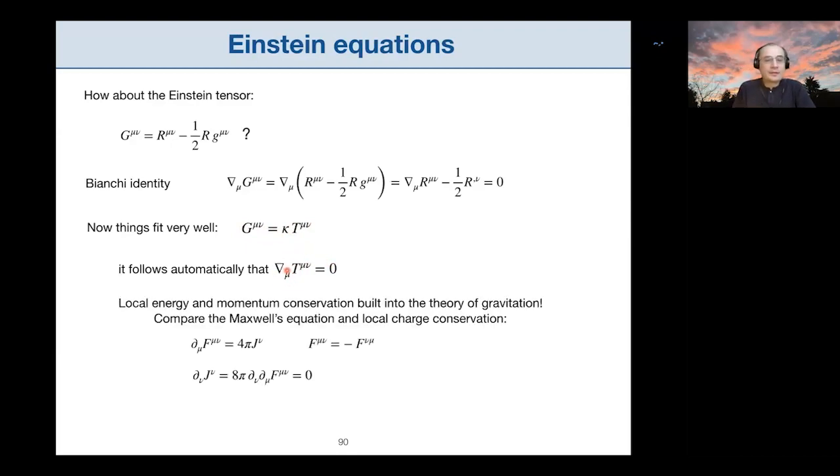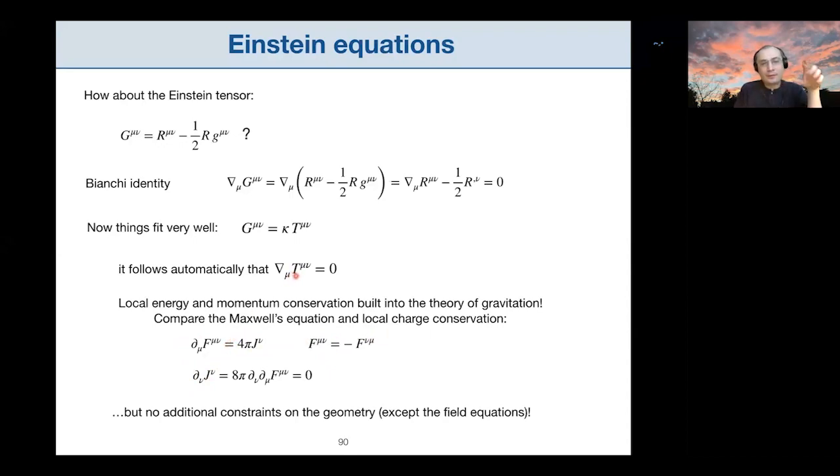So this type of local energy and momentum conservation on small scales in every local inertial frame is in a sense built into the theory of gravitation. You cannot solve the equations without that. This is a little bit like in Maxwell's theory, where the local charge and current conservation is built into the theory. If we just assume this set of Maxwell equations to be valid and F to be antisymmetric, then the divergence of J must be zero by definition. There is no place for any kind of non-conservation here.